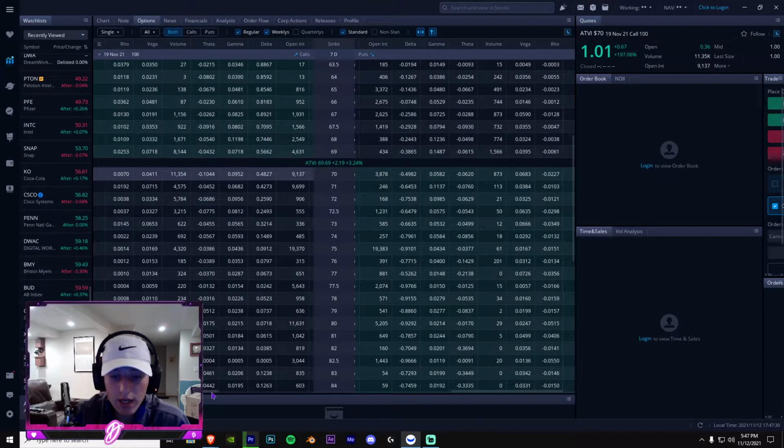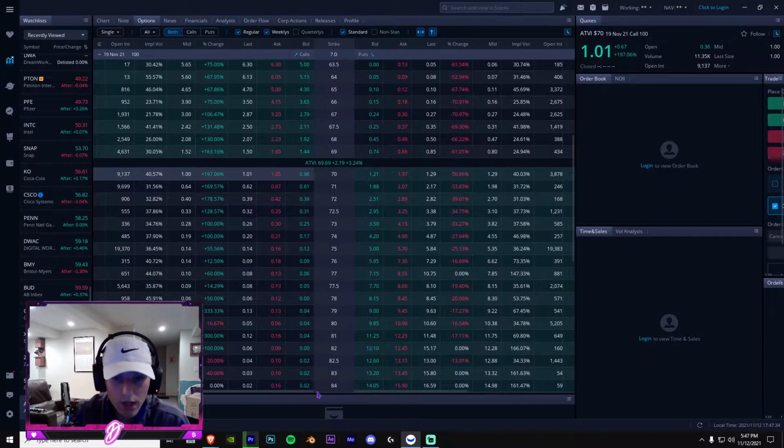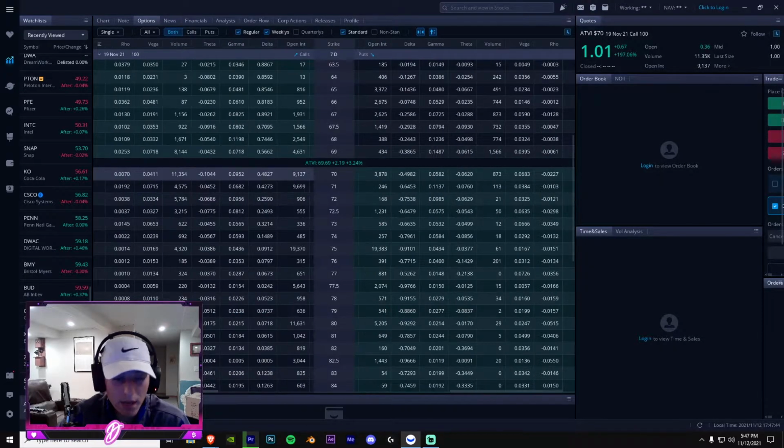And theta you need to be aware of, especially if you're holding overnight. And like I said, these are going to have less theta than these, because by the time they're almost close to zero, they really can't go down much more. So the theta is not going to really matter, because they're already going to be almost worthless.